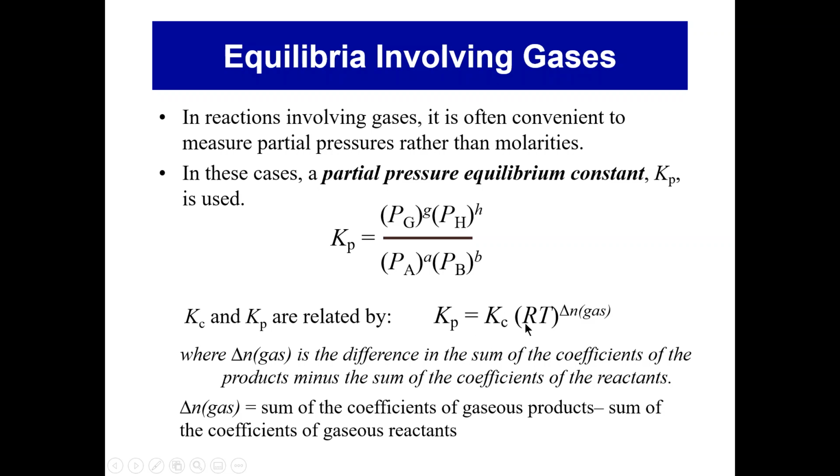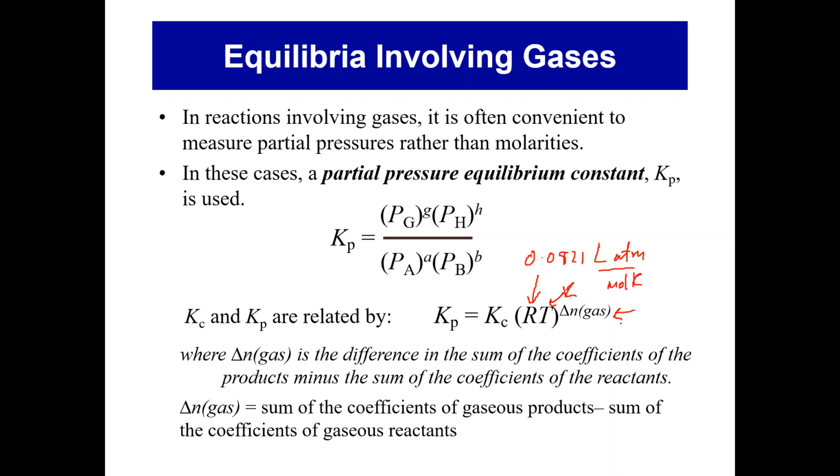R is the molar gas constant, which in this case is equal to 0.0821 liters atmospheres over mole Kelvin. And T is the temperature in Kelvin. And delta N here.